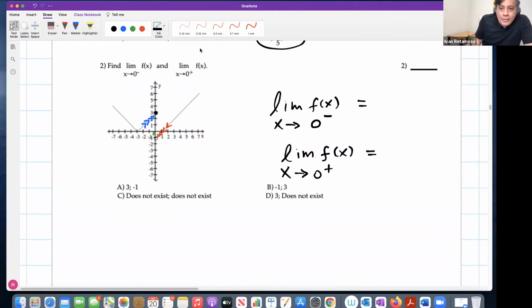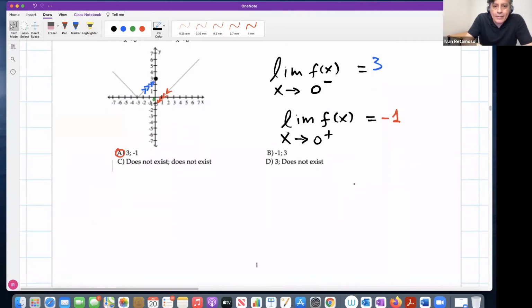Great, right? If you approach 0 input-wise from the left, output-wise you're going up here to 3. So this is 3. And if you approach 0 from the right, the output values are coming down to this, which is -1. Yes, excellent. So therefore, the answer has to be this. Now if they asked for the limit without this minus, without this plus, that limit would not exist. But they're asking for one-sided limits, from the left and from the right.